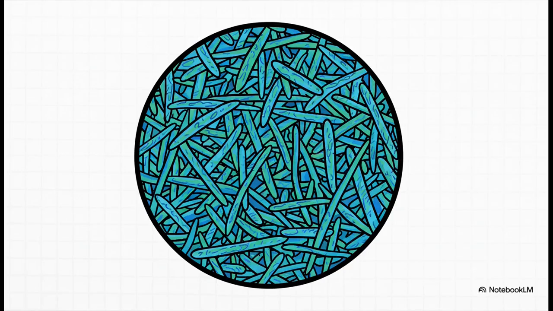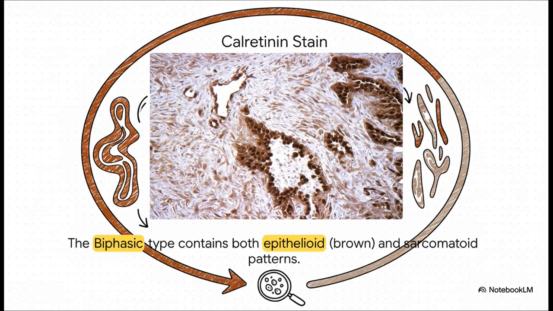Then, on the complete other end of the spectrum, we have the sarcomatoid type. In this one, the cell's mesenchymal side takes over. The tumor cells are long and thin, they're spindle-shaped, looking much more like a fibrous tumor, or sarcoma. It's a totally different microscopic world. And finally, there's the biphasic type, which, just as the name suggests, is simply a mix of both patterns.